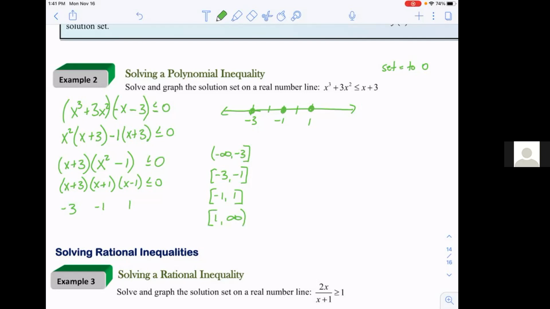Okay, so the same thing works, that same process. We're going to have x plus 3, we're going to have x plus 1, and we're going to have x minus 1. Those are my 3 factors. We have to pick a number that's in each interval. So I have to find some number that's between negative infinity and negative 3.